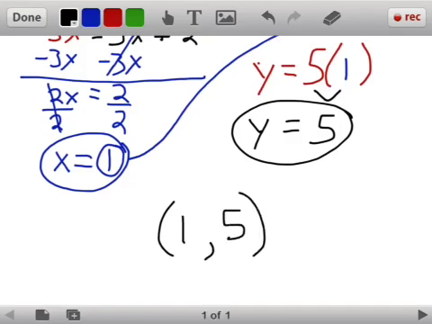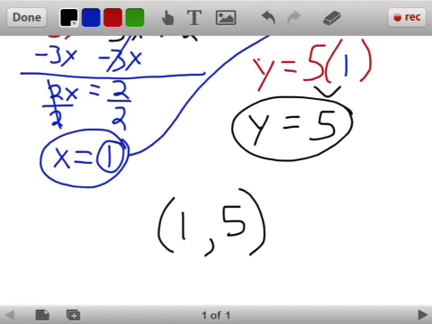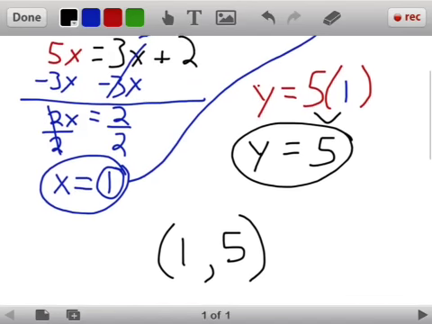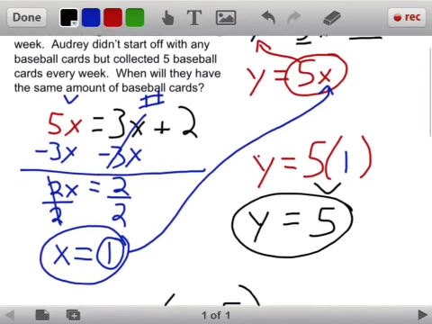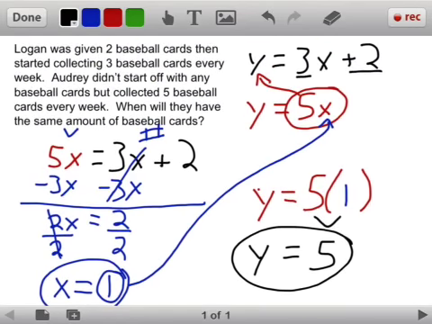Let me explain to you what this means. Because you need to know what x represents and what y represents, or else this problem's not going to mean anything to you, okay? In this situation, x represented the number of weeks that go by, and y equals the total number of baseball cards that have been collected.